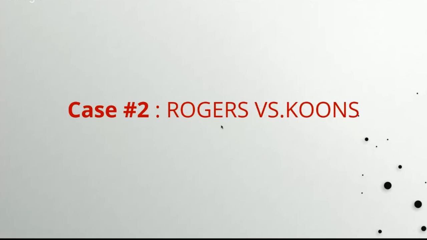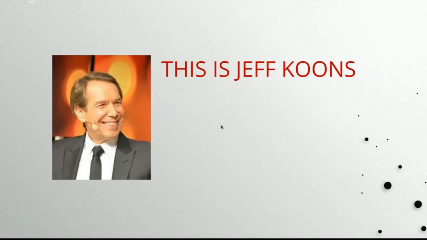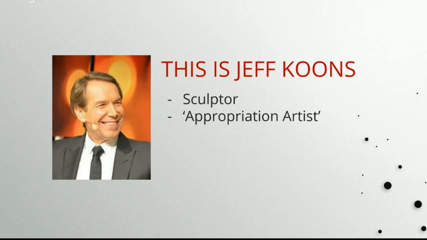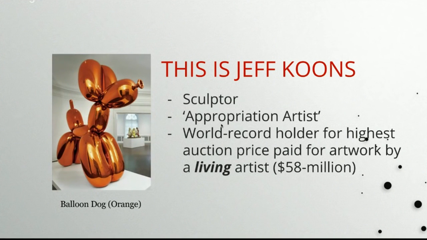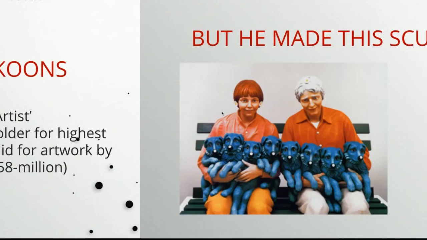The second case is Rogers versus Koons. This guy is Jeff Koons, and again, he's a pretty famous artist, a sculptor, and he calls himself an appropriation artist. And he's also the world record holder for the highest auction price paid for artwork of any kind by a living artist, and that amount is $58 million. And it's for this stainless steel orange balloon dog.